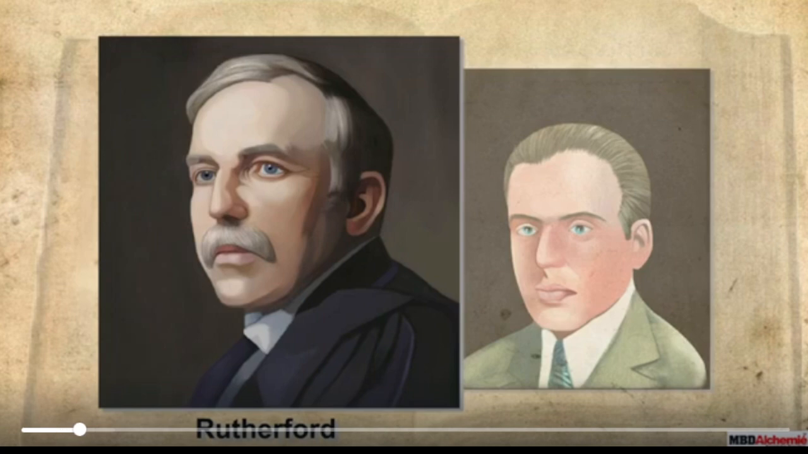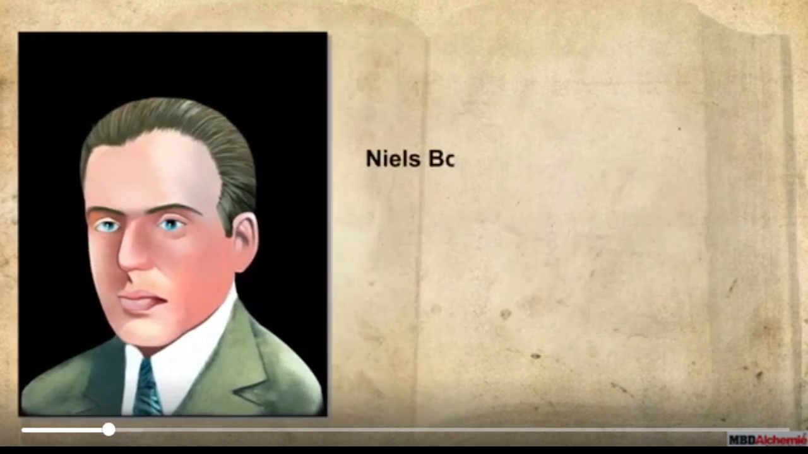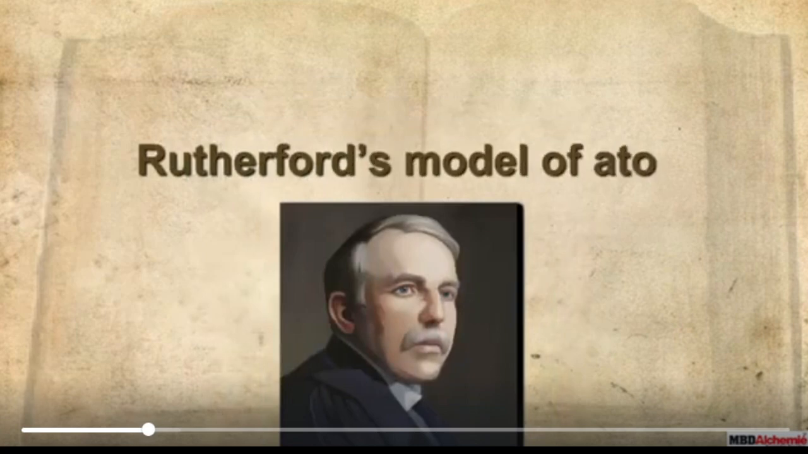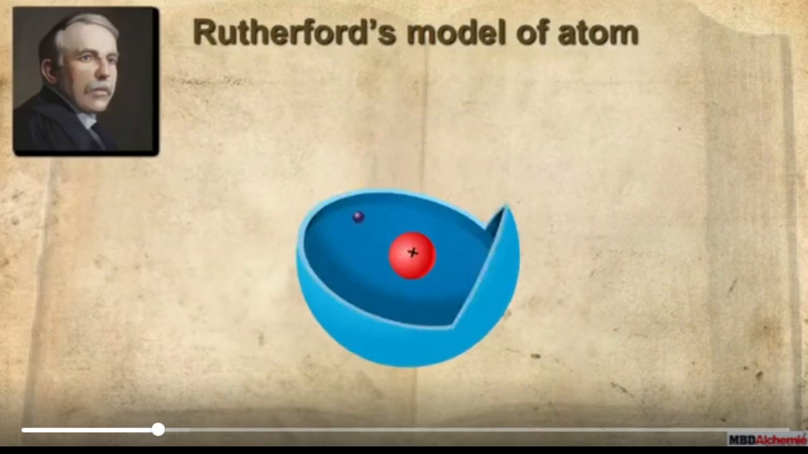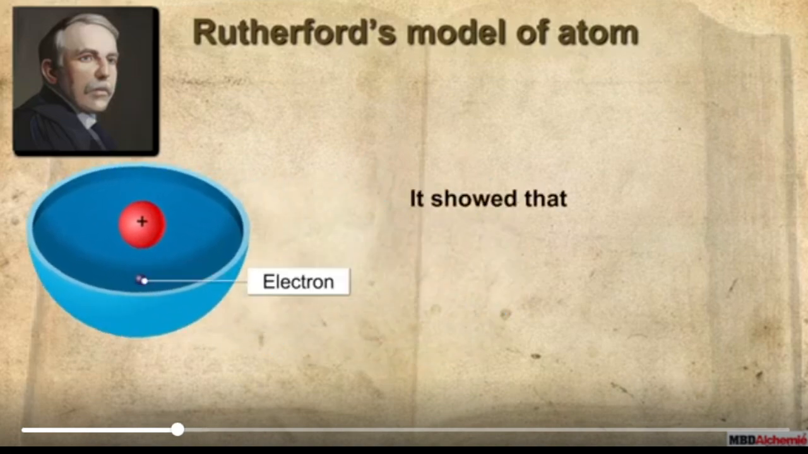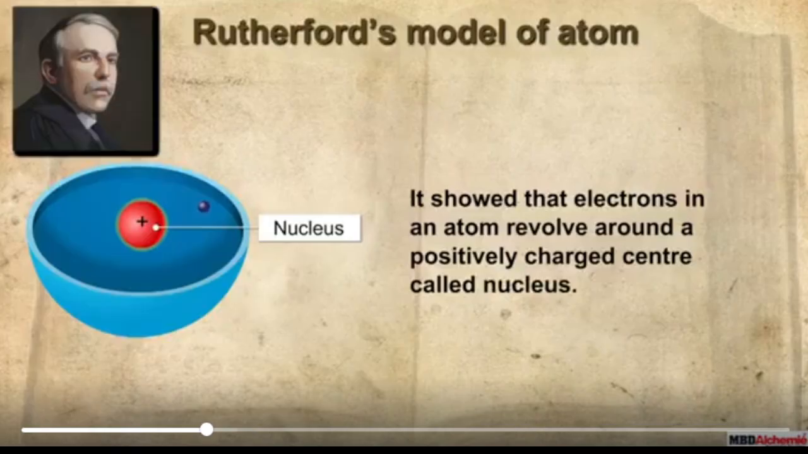Rutherford was one of them, and his model was the closest to the Bohr model of the atom. In fact, Niels Bohr had helped to overcome the problem in Rutherford's model of an atom. Rutherford's model had a major drawback: it could not explain stability. It showed that electrons in an atom revolve around a positively charged center called the nucleus.